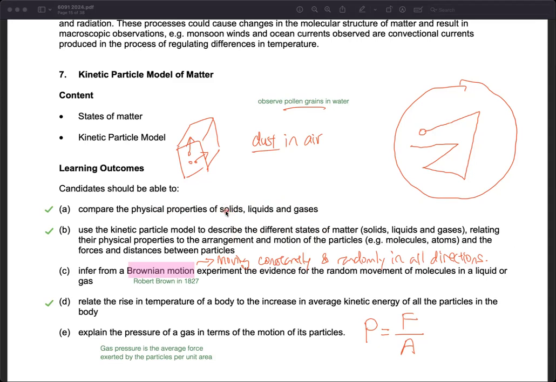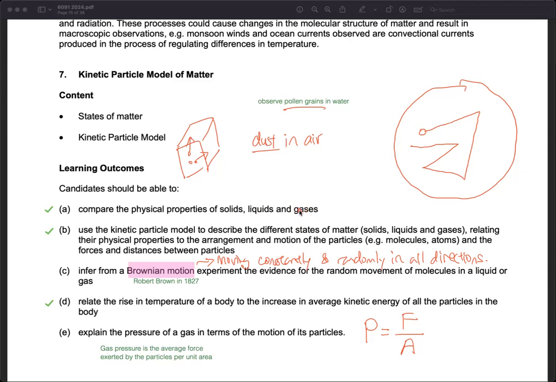Then we also know that solid has a fixed volume and a fixed shape because the particles are vibrating in fixed positions. For liquid, it has a fixed volume but no fixed shape because the particles can slide over each other. And why do gases have no fixed shape and fixed volume? Because the particles of gas are far apart, in an irregular pattern. The forces between them are very weak, and the particles are able to move freely. Therefore gases do not have a fixed volume or a fixed shape.